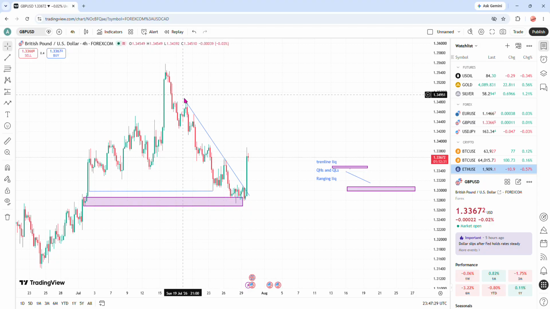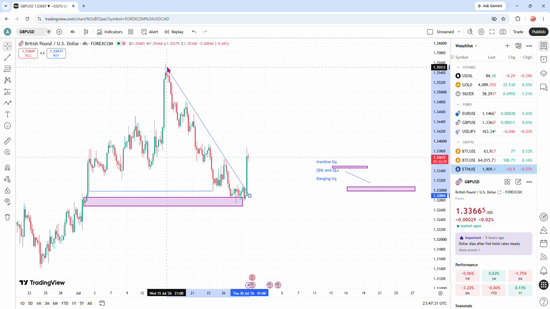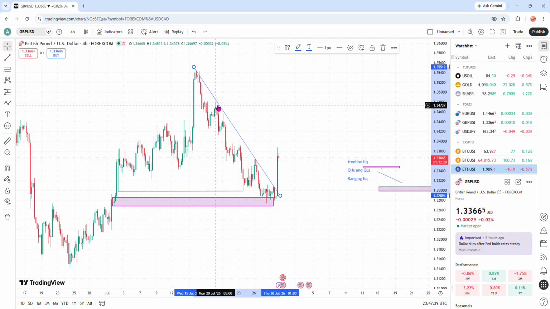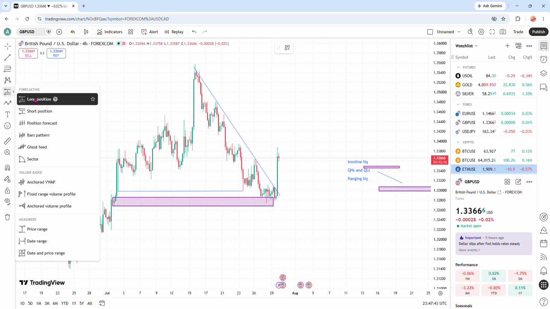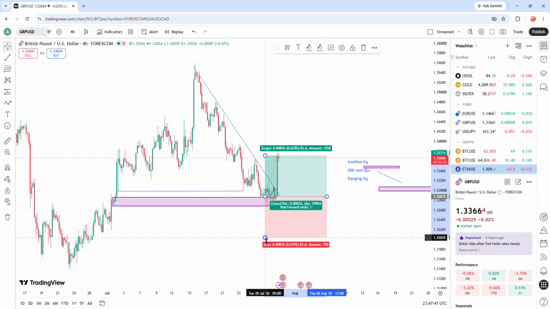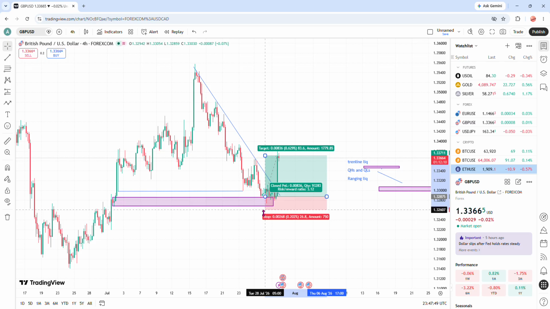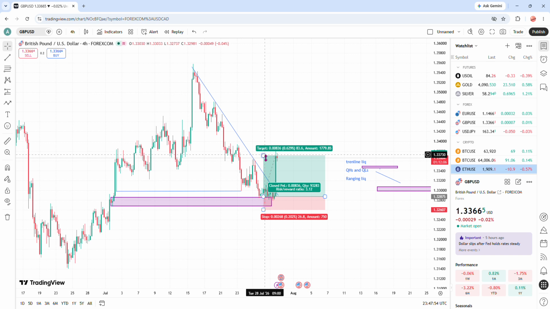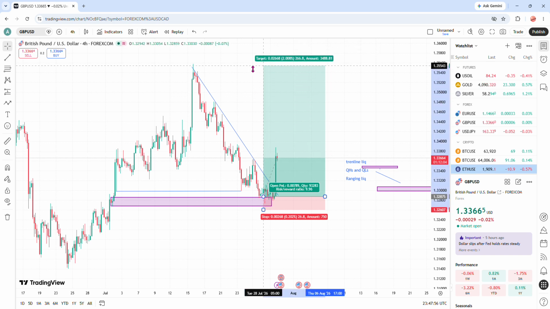But firstly, you can still see this trend line is also present here if you trace from this side. So, first of all, I'll be targeting this place as my take profit. You can see my stop loss below my POI, then my take profit here.